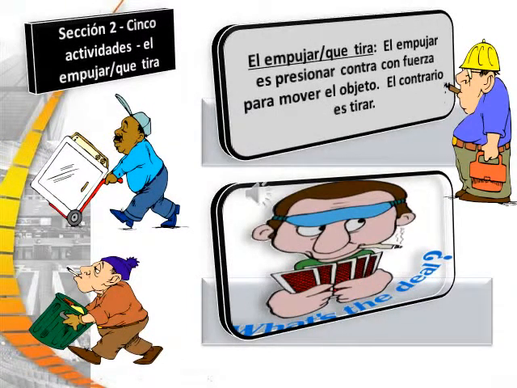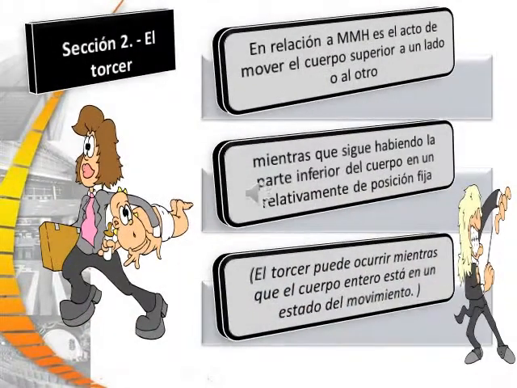Pushing and pulling. Pushing is to press against with a force in order to move the object. The opposite is the pull. As applied to MMH, the act of moving the upper body to one side or the other is twisting, while the lower body remains in a relatively fixed position. Twisting can take place while the entire body is in a state of motion.